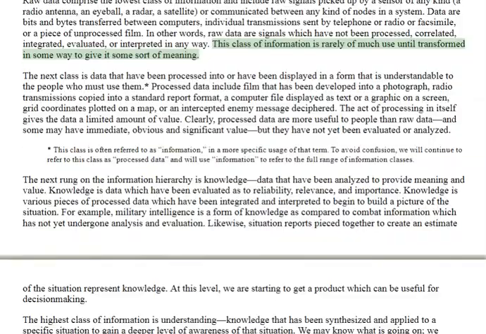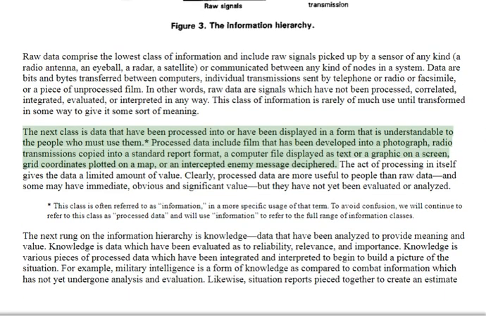This class of information is rarely of much use until transformed in some way to give it some sort of meaning. The next class is data that have been processed into or have been displayed in a form that is understandable to the people who must use them.